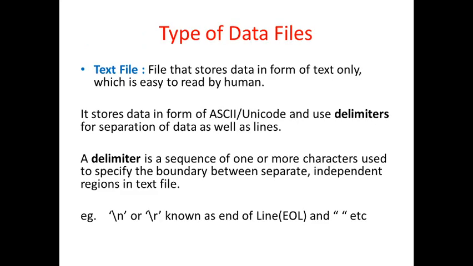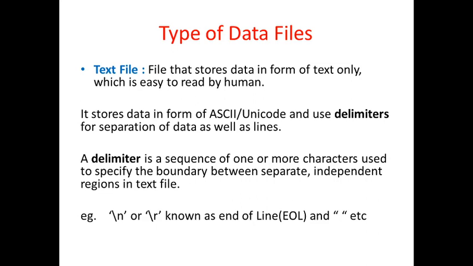Types of data files. There are two different types of data files in Python. The first one is the text file. A text file is a very simple file and easily understandable by human beings. This is processed data that the computer receives, and after processing, the processed data is stored in a file in the form of ASCII as well as Unicode, and each piece of content is separated through delimiters. So it is very easy for human beings to understand.